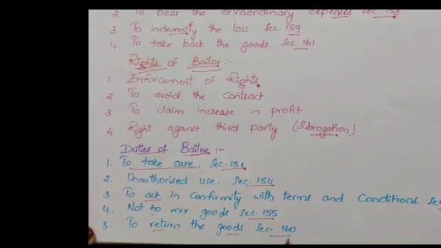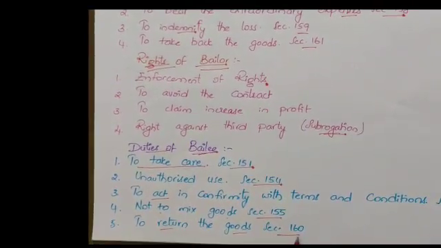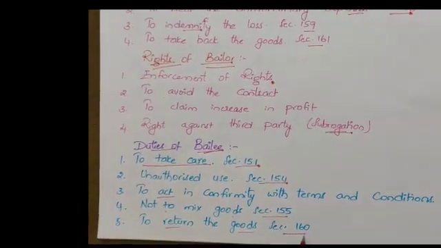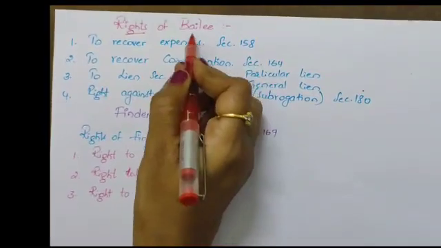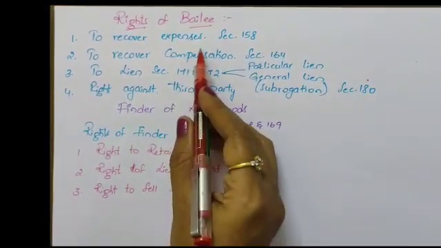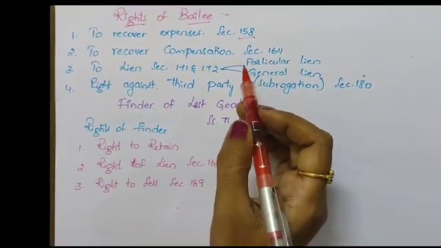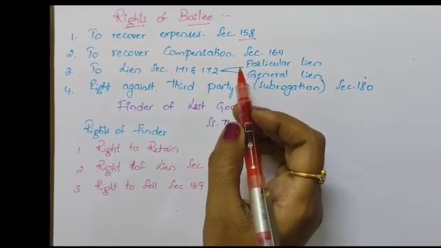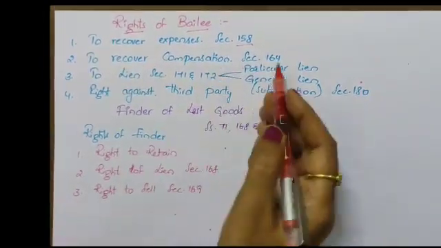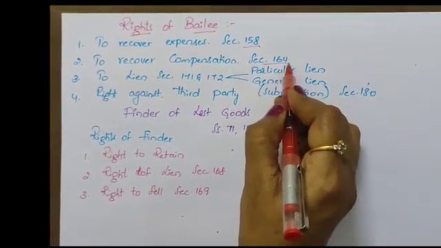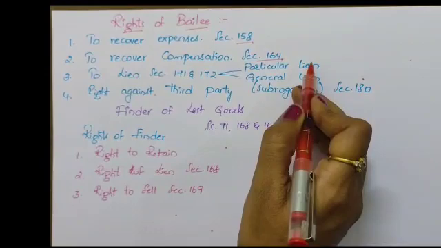Next, to return the goods under section 160. In bailment, the goods are delivered for a specific purpose. After the purpose is completed, the bailee has a duty to return the goods to the bailor. Next, rights of bailee. Right to recover expenses under section 158. The bailee has a right to recover all the expenses incurred and remuneration for the services rendered by him under the contract between the bailor and bailee. Next, right to recover compensation under section 164. The bailee is entitled to recover compensation from the bailor for the loss sustained by him.